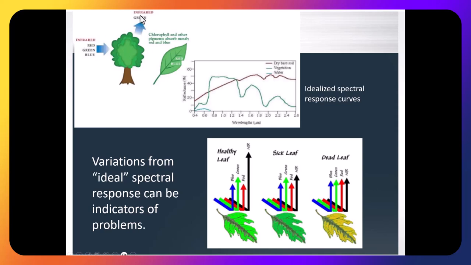Solar infrared versus the high signature that we're seeing here in this 0.8 to 1.2 micron area of plants that are reflecting in that range.